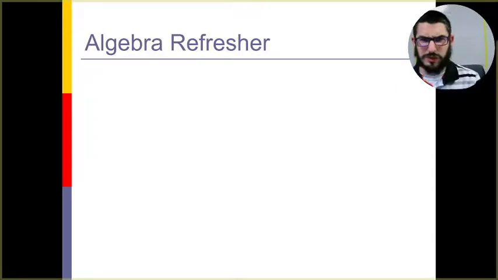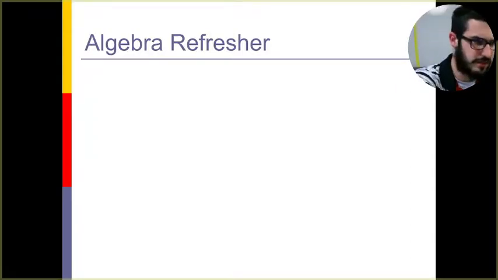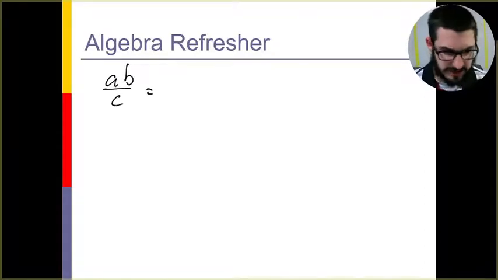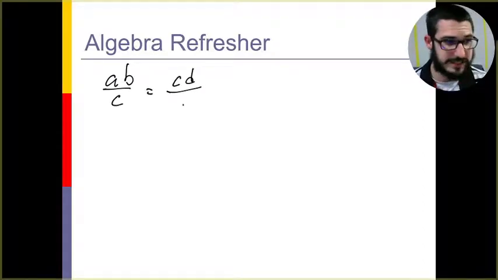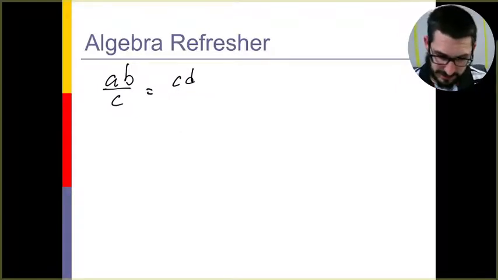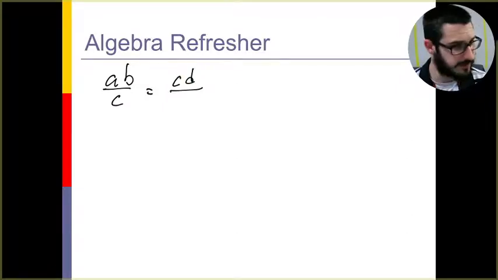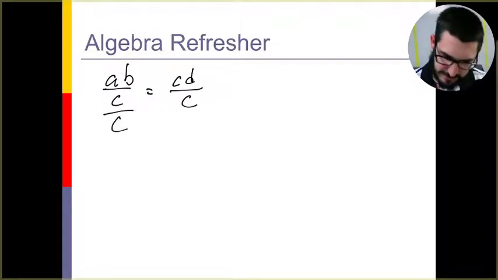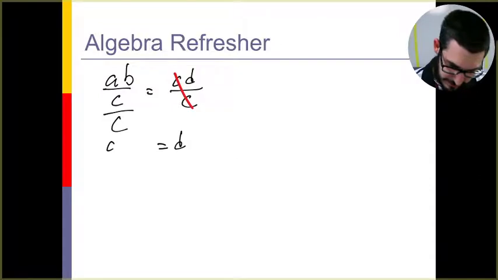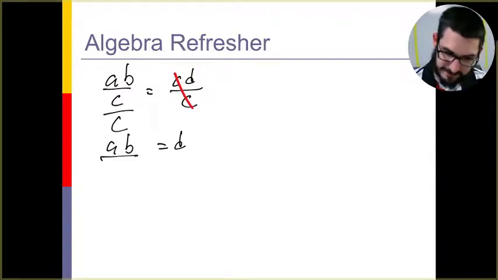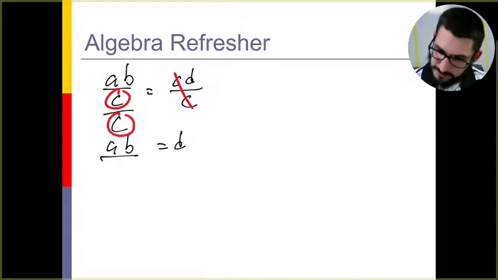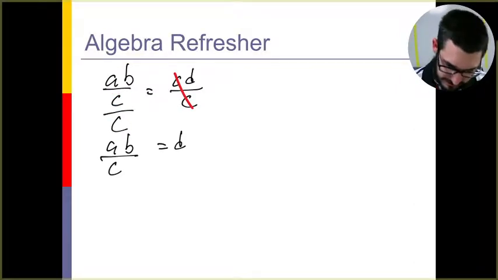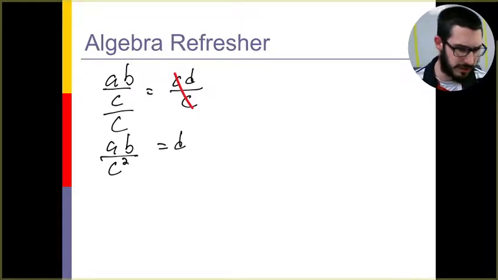So just a quick refresher here. If we've got something like AB over C equals CD, and I need to solve for D, then to do that I need to divide by C on both sides, and I've got C will cancel, so I've got D equals AB over, and since I've got C on bottom and C on bottom, that'll end up being C squared. Okay, let me do another one real quick.